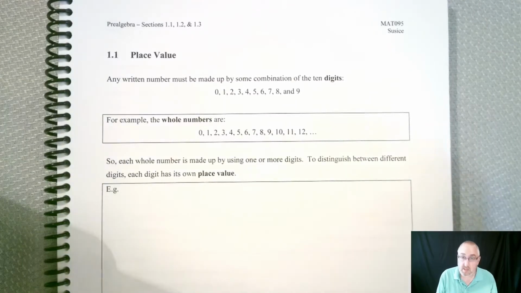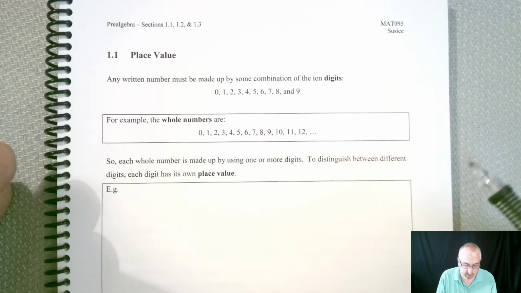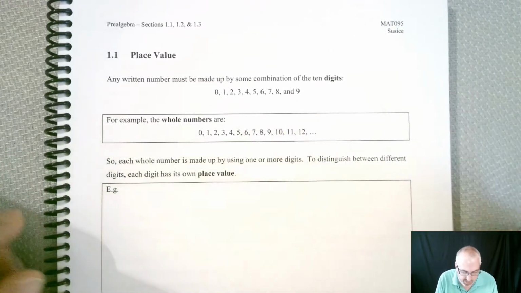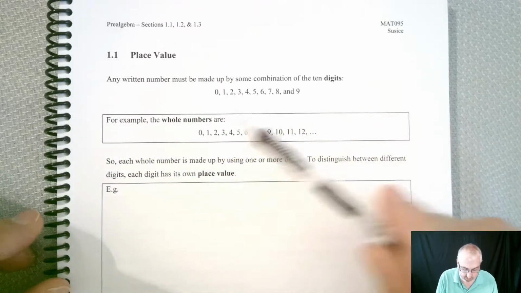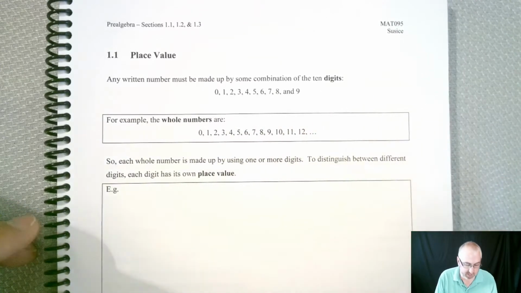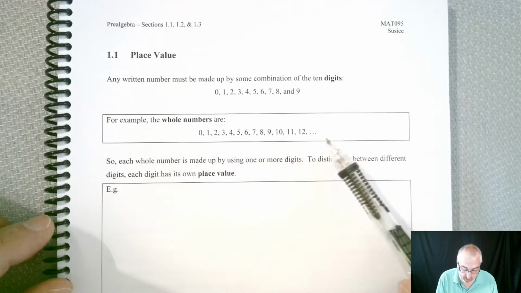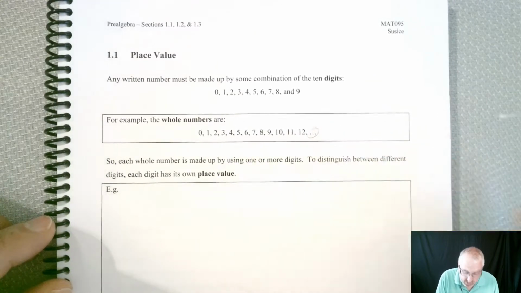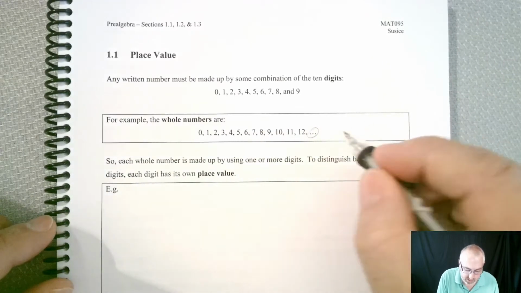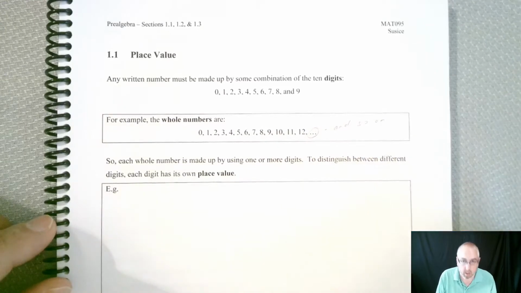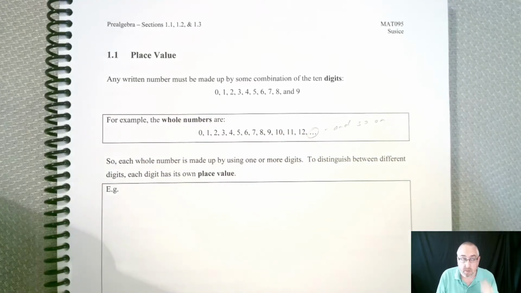So the first section of the course is looking at place value. We have some basic concepts that we already know about. Any written number must be made up of a combination of the 10 digits, so 0 through 9. For example, the whole numbers are 0, 1, 2, 3, and so on. Anytime you see these three dots, just know that means and so on. Okay, so now we have a group of numbers that we're working with.